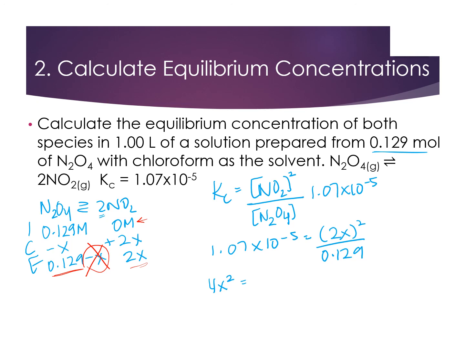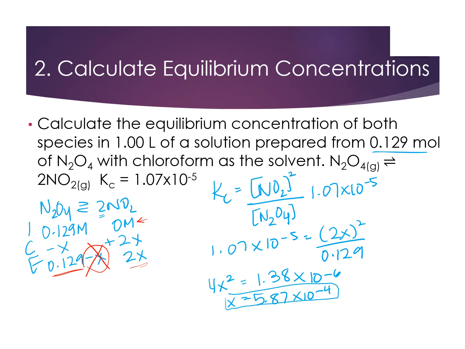1.07 times 10 to the negative 5 times 0.129. 4x squared equals 1.38 times 10 to the negative 6. So when I divide that by 4 and take the square root, I get 5.87 times 10 to the negative 4. So that is my value of X.